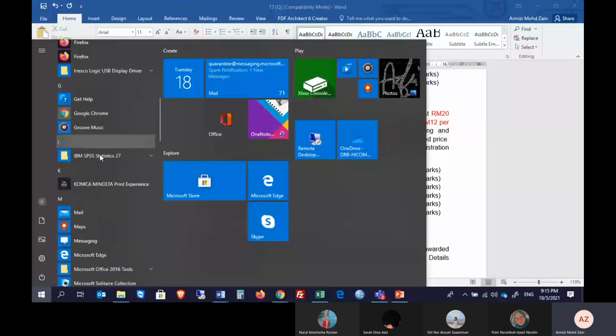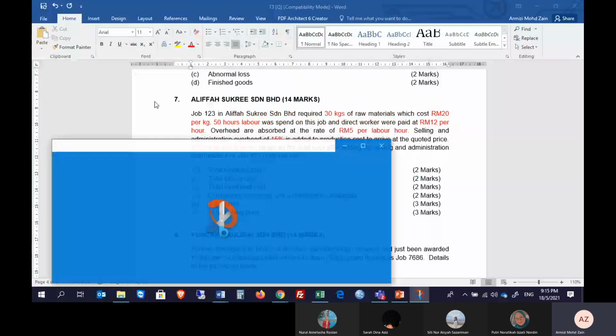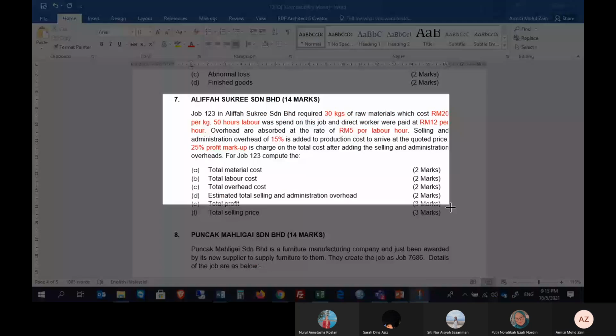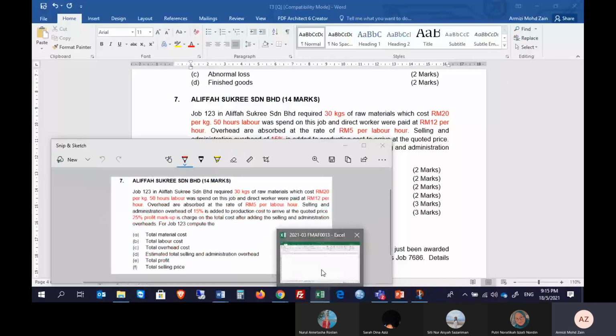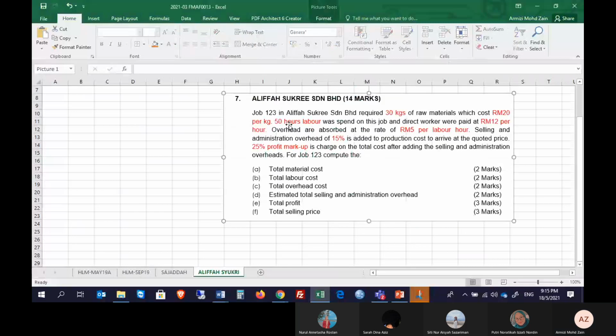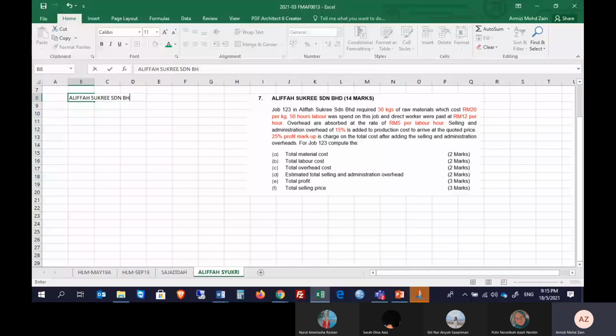Okay, I crop this one, snip and sketch. Question number 7. Okay, this one inside here, Alifah Shukri. This one is quite simple. Alifah Shukri. Number height. Alifah Shukri. Okay.